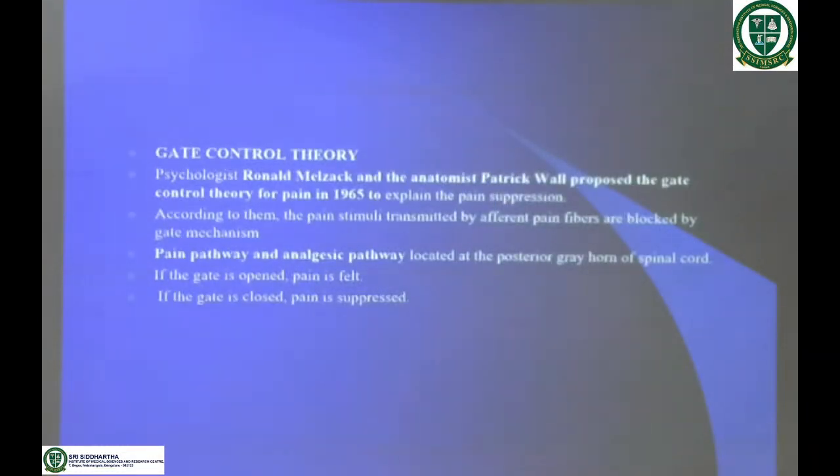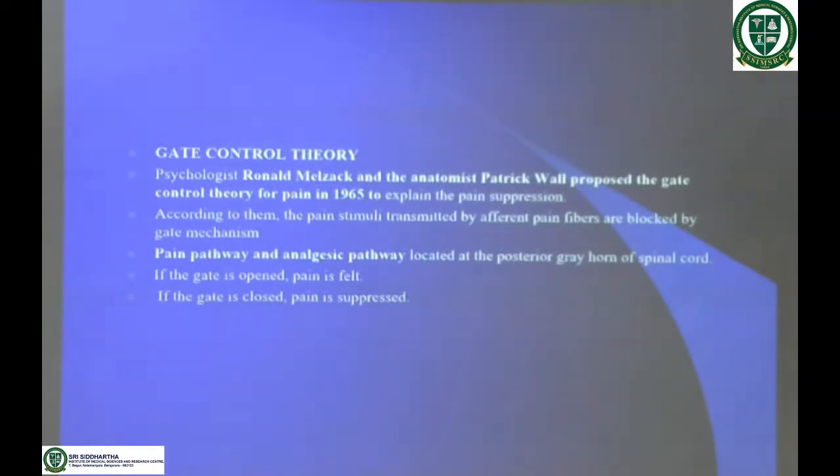Now we will see the gate control theory. What is this? The psychologist Ronald Melzack and the anatomist Patrick Wall proposed the gate control theory of pain in 1965 to explain pain suppression. According to them, the pain stimulus transmitted by afferent pain fibers is blocked by a gate mechanism. For example, if there is a pain in the upper limb, that pain can be controlled by a gate. A gate is one which can be opened or closed. If it is open, it will transmit. If it is closed, it won't transmit.